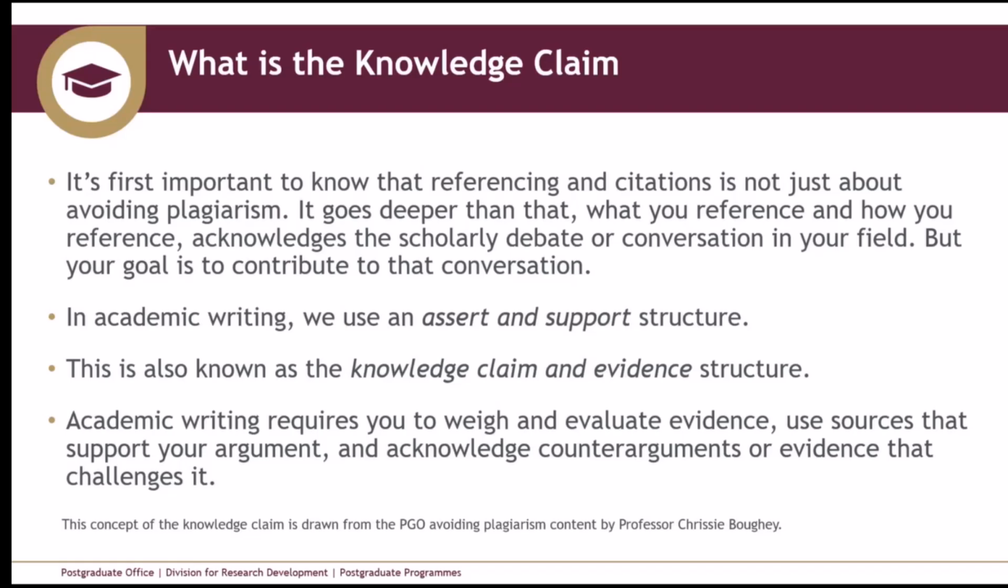In academic writing, you might already know this, but we use the assert. We make a claim, we assert something, and then we support it. This is known as the knowledge claim and then the evidence structure. As we know in academic writing, we need to weigh and evaluate evidence. We're using sources that support our argument, but we're also using sources that don't support our argument, and we provide counter arguments or evidence that challenges it. Essentially, this means it's a conversation.